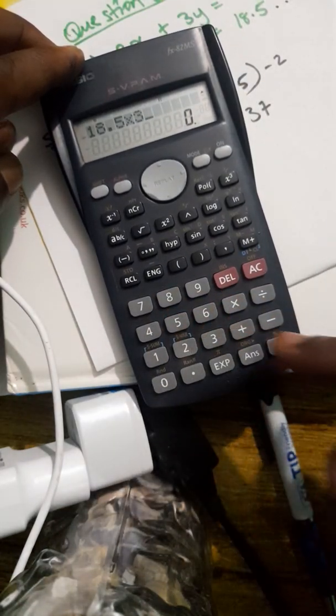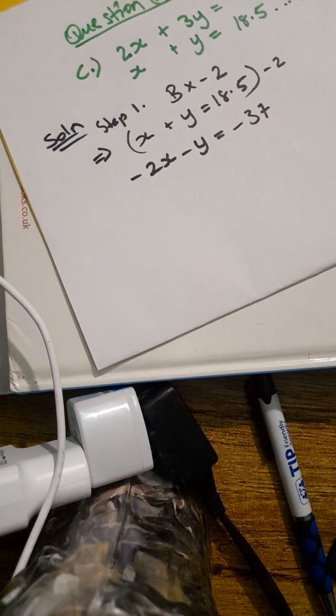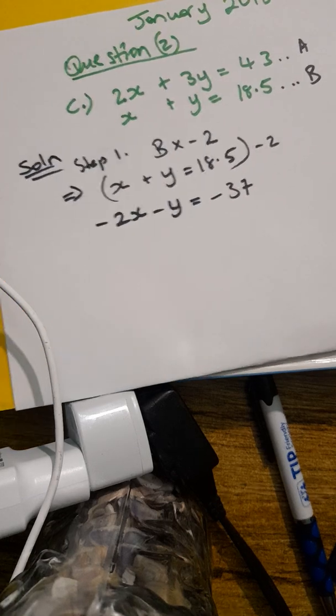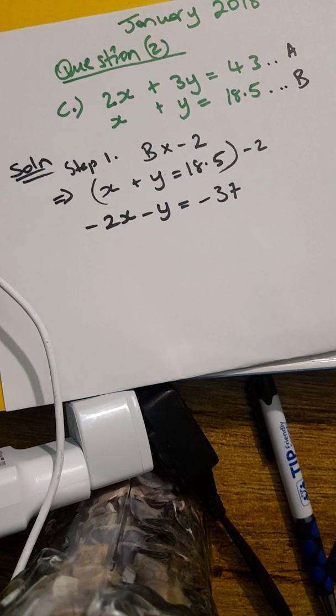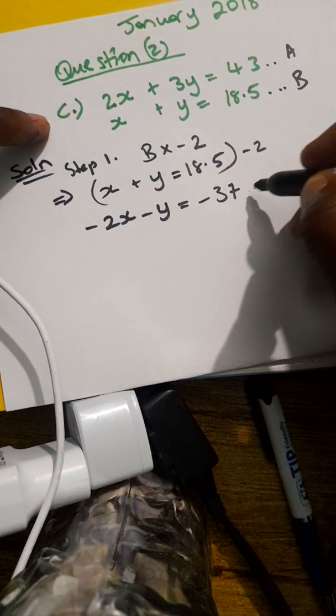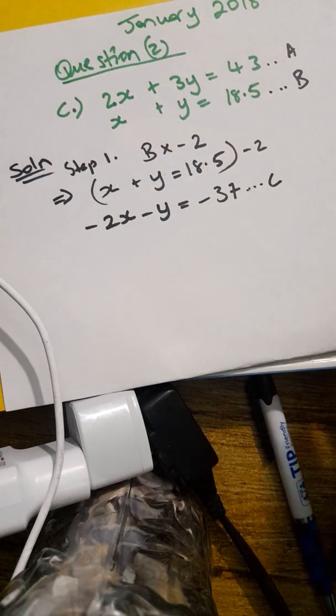If you multiply 18.5 by 3, you get a decimal. So it is wise to multiply it by 2 and turn it into an integer. You understand? So you have to be smart, you work with the head on your body. Now, because we changed this equation b, we have to label it c. Remember, once I change the equation, you have to label it c.